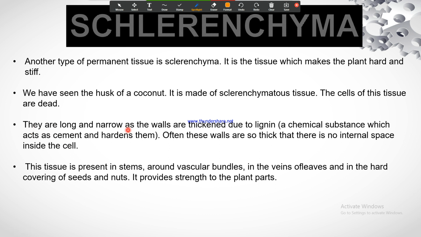And they are long and narrow as the walls are thickened due to lignin. So now you remember here, completely throughout the cell wall there are thick depositions present.